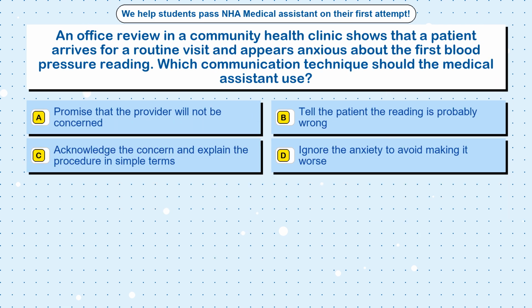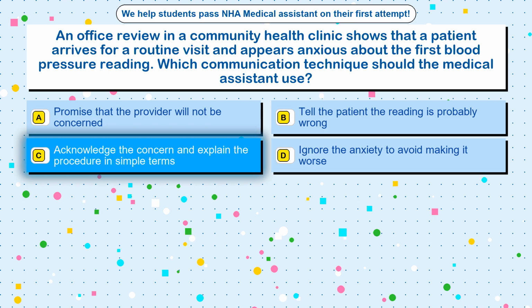Question 90. An office review in a community health clinic shows that a patient arrives for a routine visit and appears anxious about the first blood pressure reading. Which communication technique should the medical assistant use? Option A. Promise that the provider will not be concerned. Option B. Tell the patient the reading is probably wrong. Option C. Acknowledge the concern and explain the procedure in simple terms. Option D. Ignore the anxiety to avoid making it worse.